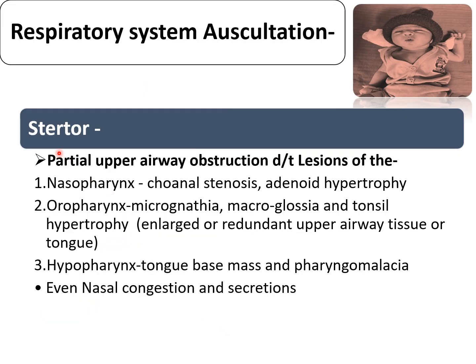There are various causes of stertor. Partial obstruction at the level of the nasopharynx, oropharynx or hypopharynx can lead to this. For example, in newborns, choanal atresia and stenosis can lead to this sound. At the level of the oropharynx, micrognathia or macroglossia, and in children, adenoid and tonsil hypertrophy, the patient may have the stertor sound. At the hypopharynx, a tongue-based mass or pharyngomalacia can cause it.